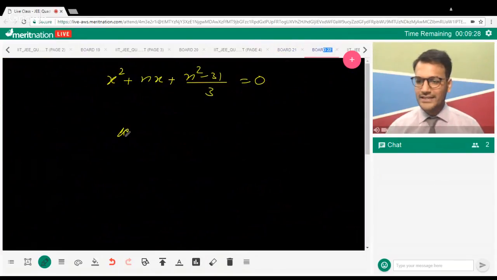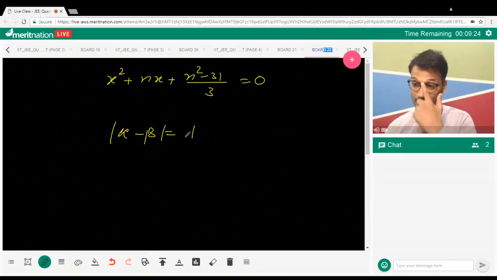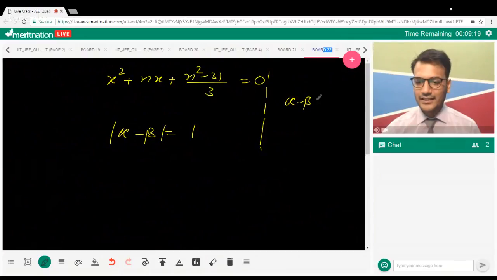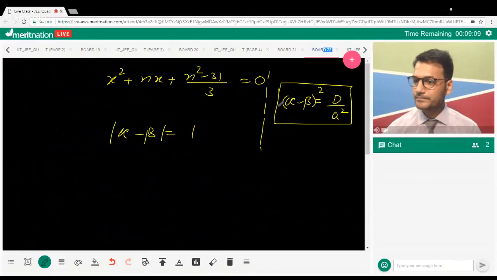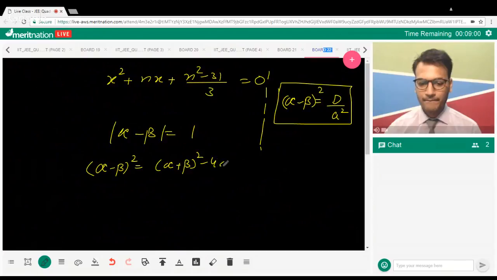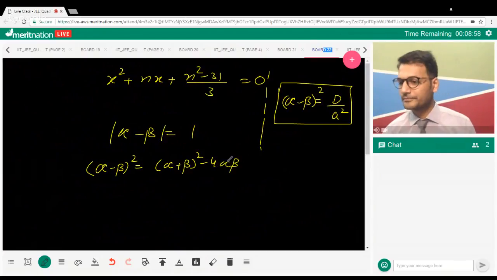Now, what we know is alpha minus beta is equal to 1. This is something which I told you in the beginning of the class. Now, remember one thing. Alpha minus beta whole square is d upon a squared. This is something which you can remember and apply directly if you want. However, how did we get down to this? By this simple relationship.